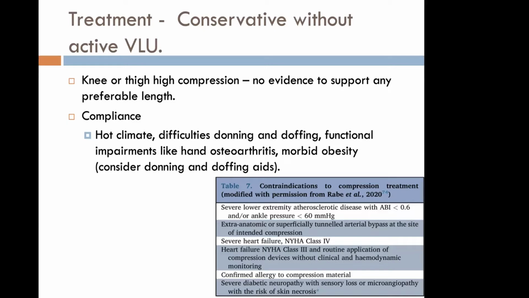Now, there's usually a huge issue around compliance with these patients, because with heat, really most patients can't tolerate this. It's very difficult to wear and take these off, and some patients really are unable to wear these or take them off because of other comorbid issues. Obesity is another challenging thing. So companies have devised these donning and doffing aids in order to mitigate against this and improve compliance.